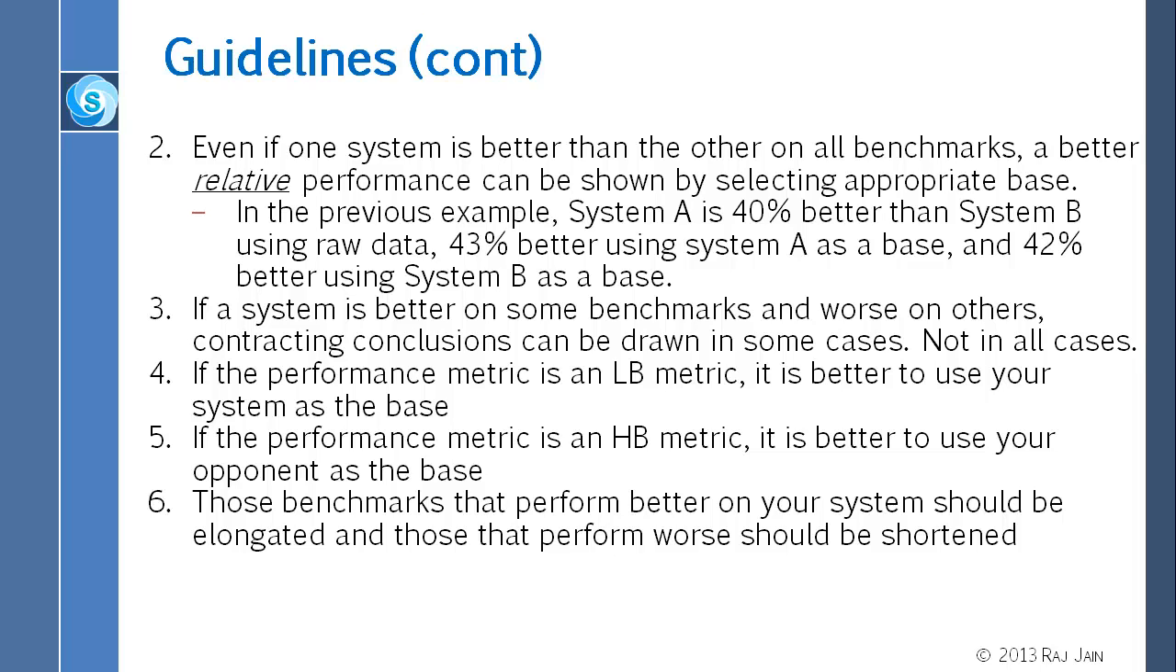So for example, when we talked about the number of instructions, what kind of metric is that? Remember the RISC case? Lower is better. So where should the RISC be, in the denominator or numerator? Denominator. And that is where it was. If it is an HB metric, the opponent is at the base. Those benchmarks that perform better on your system should be elongated, and those that perform worse should be shortened.